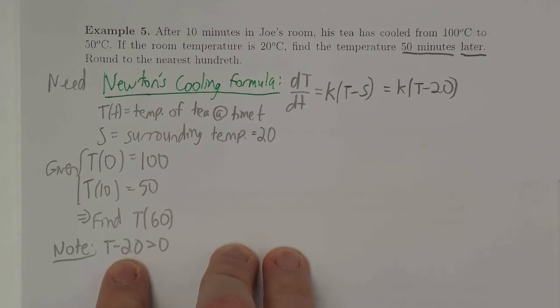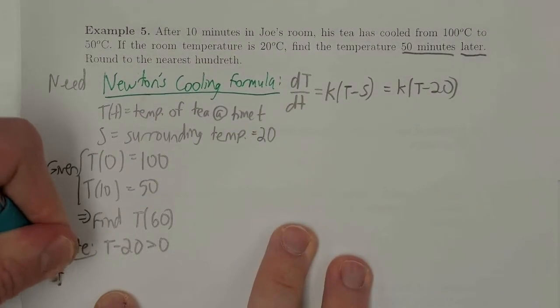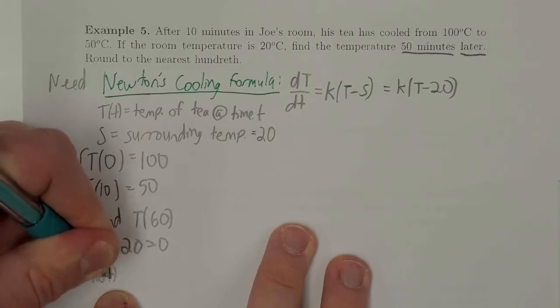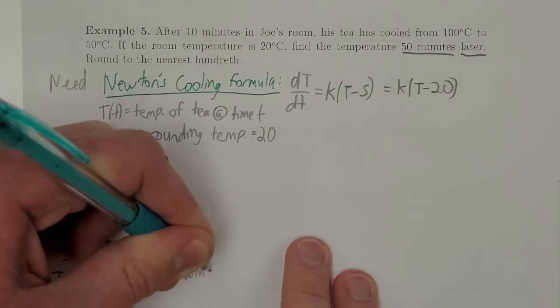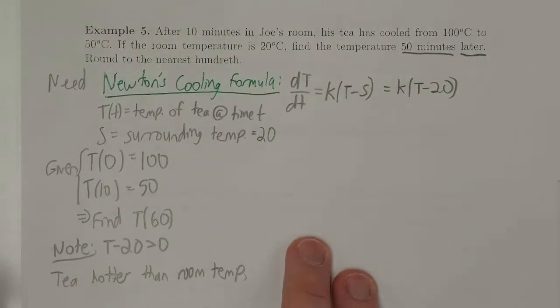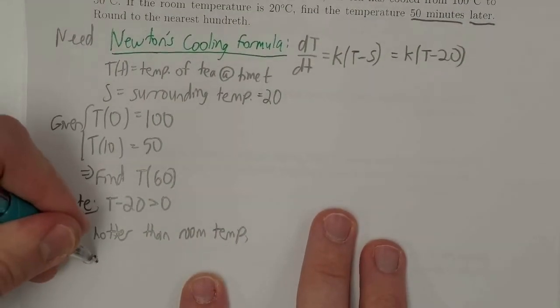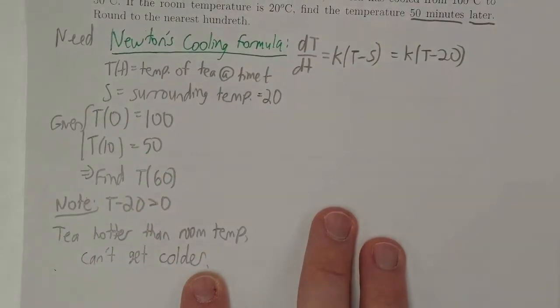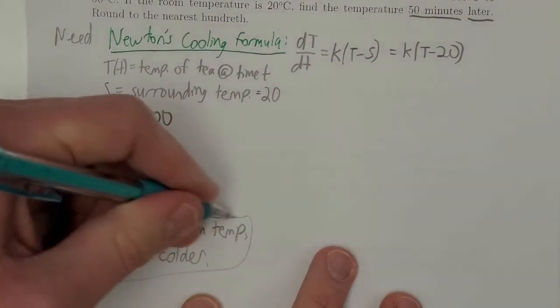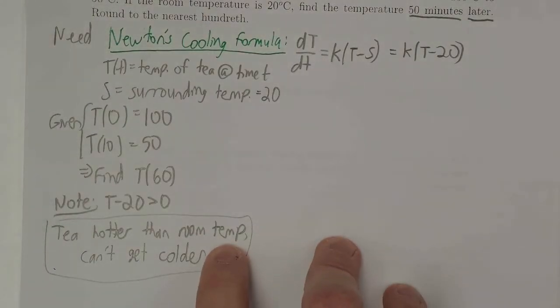Yeah, because the room temperature is 20 degrees, right? So T is hotter than room temp, and it can't get colder. Okay? So the room temperature is 20 degrees Celsius, and T can't get colder than that, so that means that T minus 20 is always greater than 0. Okay?